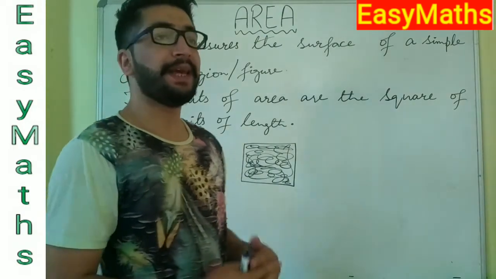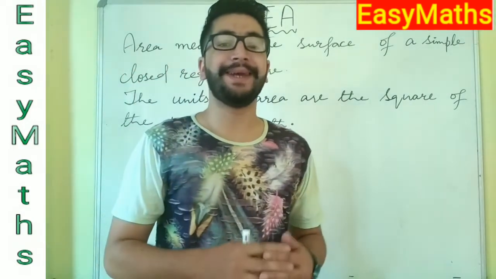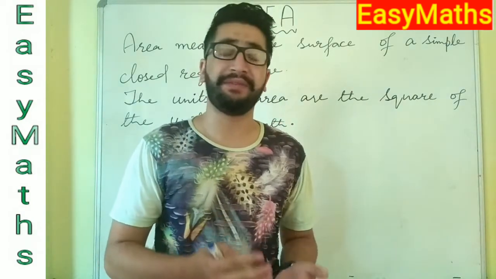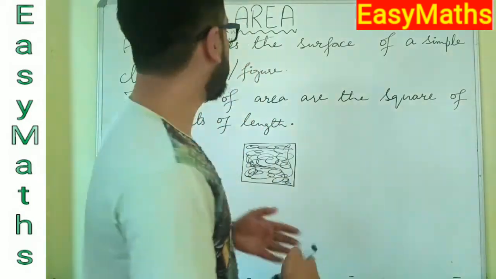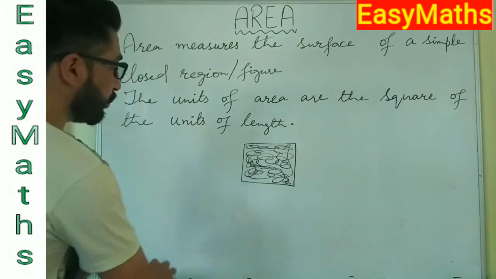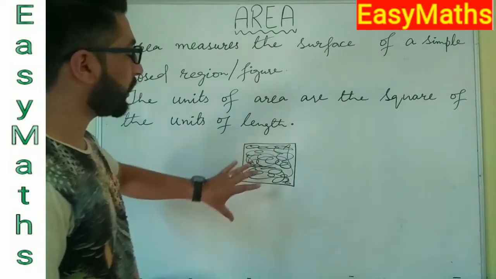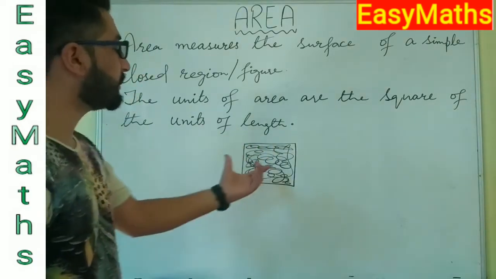That particular space which an object occupies is said to be the area of that object, of that figure, of that region, and so on. So here I have drawn a figure. How much space this figure has occupied is the area of this figure.